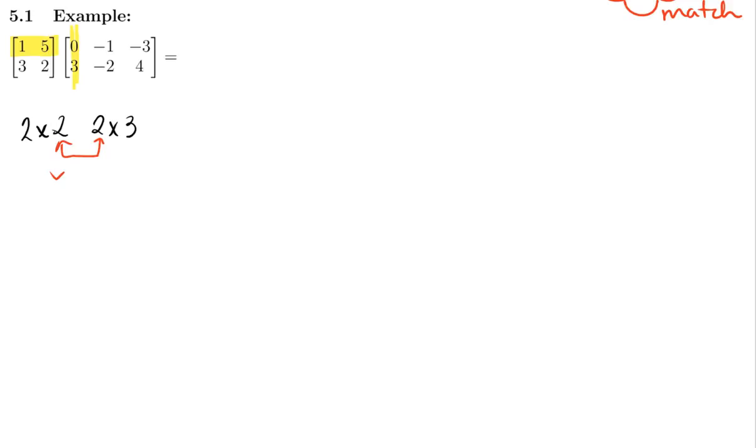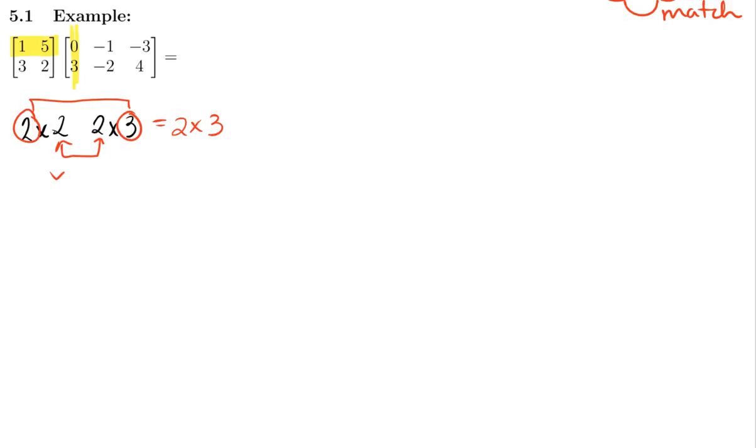Also, we can say one more thing. The product will be of size 2 by 3. The rows from the first and the columns from the second. So this will give us a 2 by 3 matrix. So that's something to keep in mind. We'll check at the end that we got a 2 by 3 matrix.